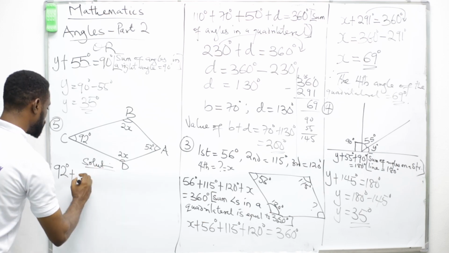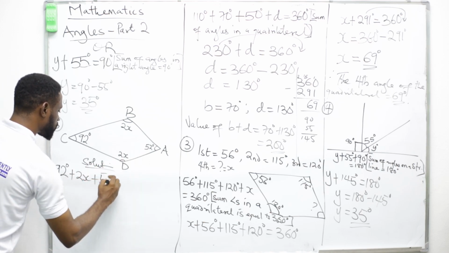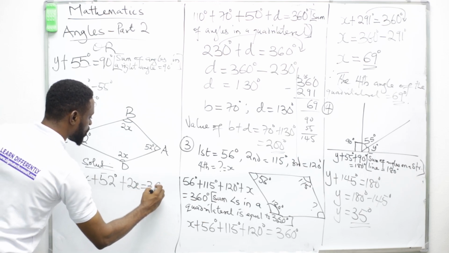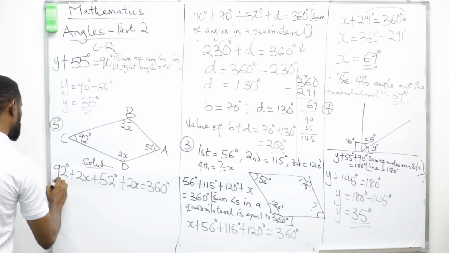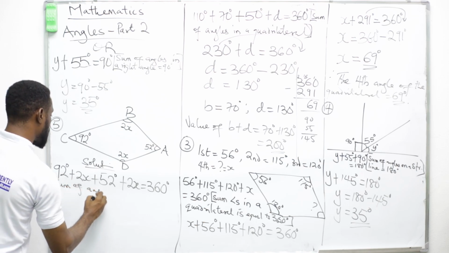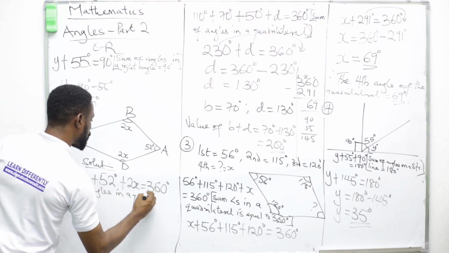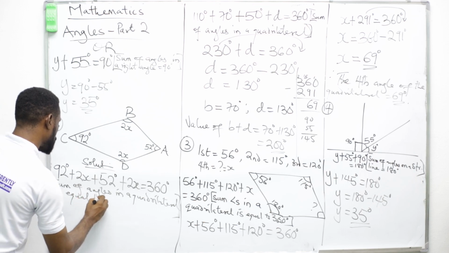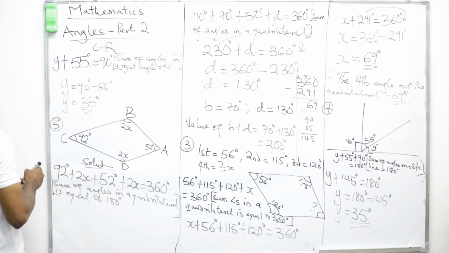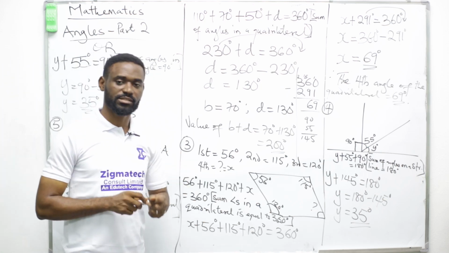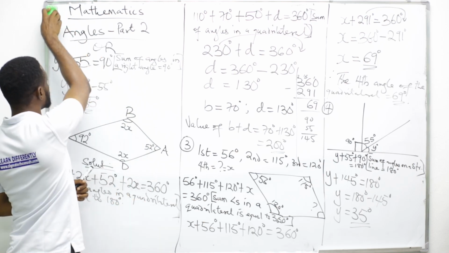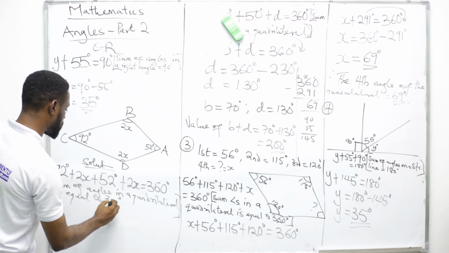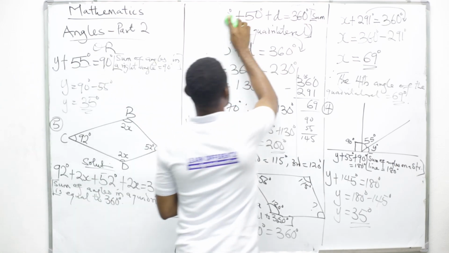So we say 92 degrees plus 2x plus 52 degrees plus 2x is equal to 360 degrees. What is the reason? Sum of angles in a quadrilateral is equal to 360 degrees. Very important. Make sure you give this reason. Very important. Okay? So the sum of angles in a quadrilateral is equal to 360 degrees. Sorry, this 360 degrees I wanted to write here. Okay, so let's solve now.